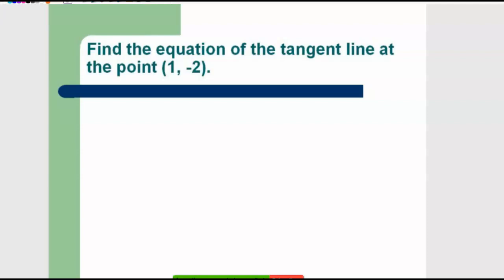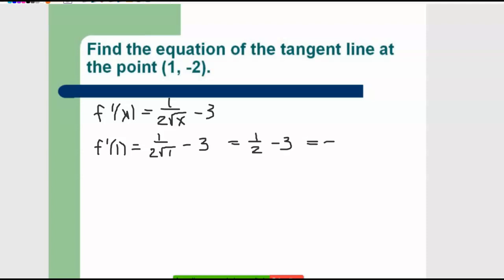So the original function, f of x, had the point (1, negative 2) on it. We found f prime of x to be 1 over 2 square roots of x, minus 3. So we would want to find f prime of 1. I need to know what is the slope of the tangent line at that point. So the slope of the tangent line is negative 2.5. I personally hate decimals in equations of lines, so I'm going to write it as negative 5/2.